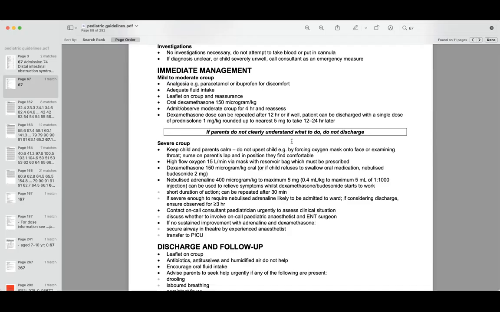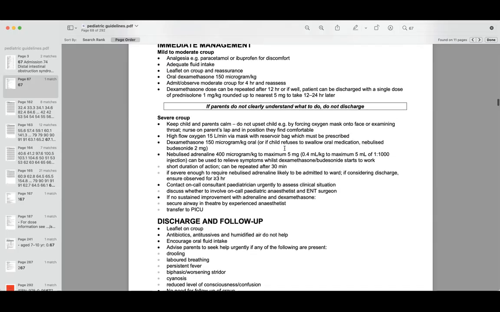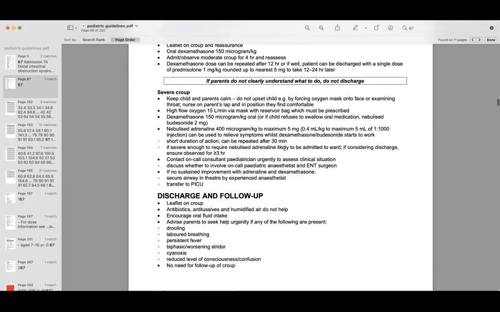If parents do not clearly understand what to do, do not discharge. You explain to them, and if you think that they did not understand, don't discharge the child. Admit the child with you, even with moderate croup. If the parents understand and they can give the second dose of dexa and he's better after 4 hours, okay, no problem. Then in severe croup, this is very important.